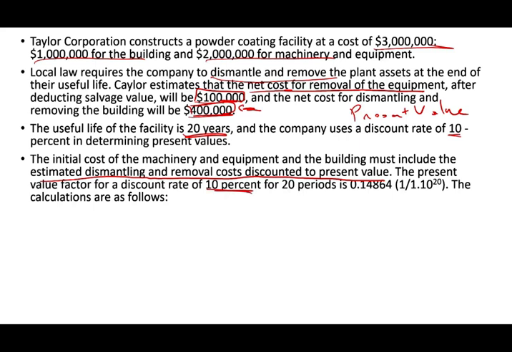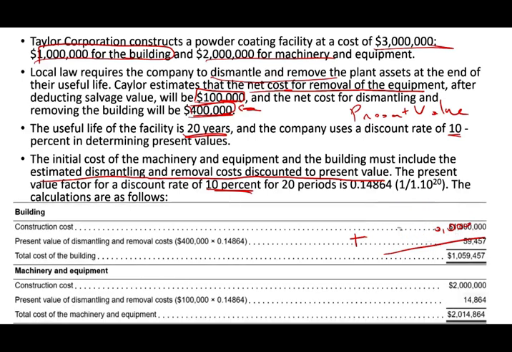What does that mean? It means for the construction cost of the building, it's going to be $1 million. The construction cost for the building will be $1 million, what we paid today, plus the present value of the $400,000 for the building. This will be the cost of the building. For the machinery, it will be $2 million plus the present value of the $100,000. So this is how we come up with the cost of each.